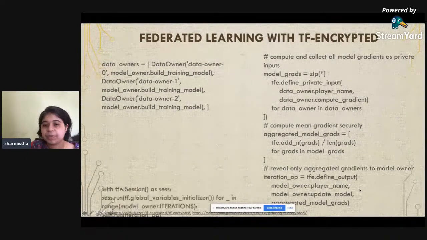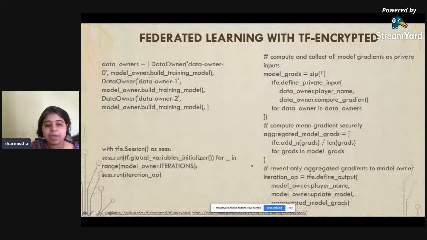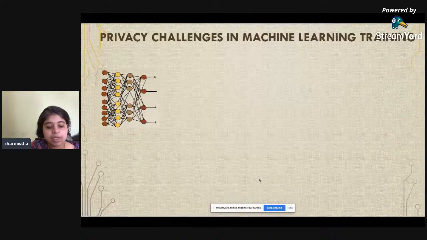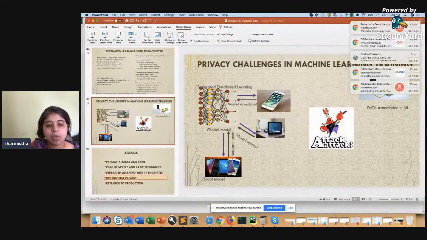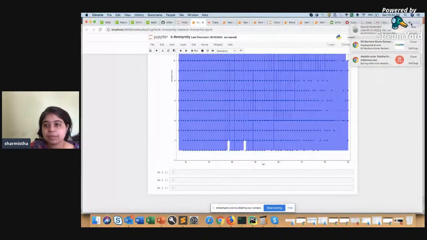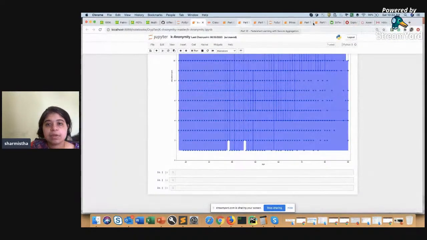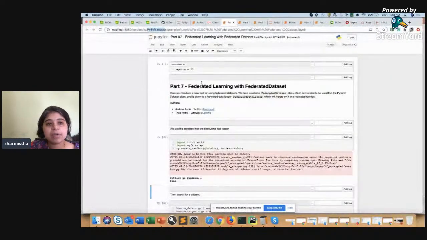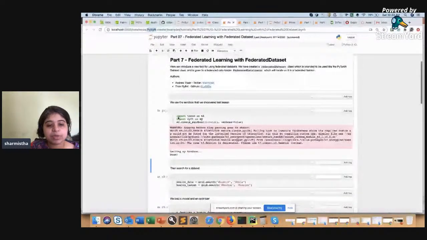So let's see how it works. This is the same thing as a normal session running in TensorFlow. Let's look at this code. This is the library PySyft. You can download and use it. I used PyTorch because it had Colab Jupyter notebook setups, and it has the federated dataset also.